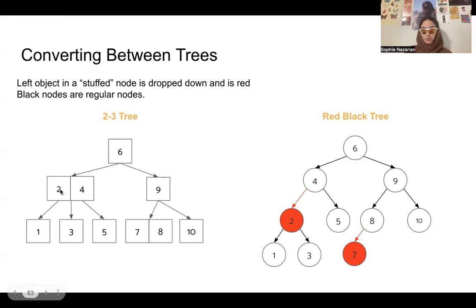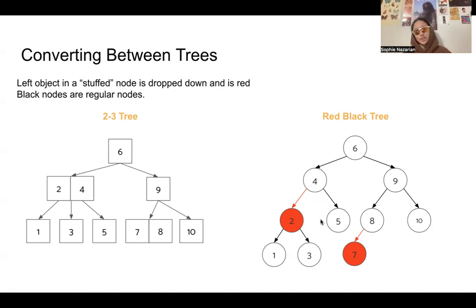Since this is a left-leaning red-black tree, what you want to do is look at the left node, which is the 2. You're going to drop it down, and you're going to make it red. And that's going to take its children along with it. So drop the left node, make it red. Drop the left node, make it red. And this is how you get the red-black structure. So these are literally the same thing. It's the same object, different representations.